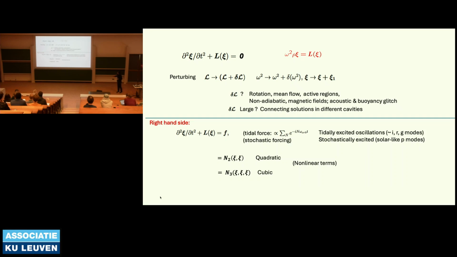So that's the basic equation. We can also do some engineering. We can put a source term on the right-hand side, and this source term can be a tidal force from the companion star. It could be like stochastic forcing, just like the Reynolds stress in the solar-like oscillator driving scenario. The right-hand side can also be a nonlinear term, like quadratic nonlinear terms, or cubic nonlinear terms.